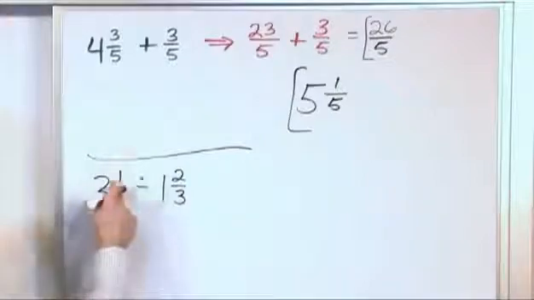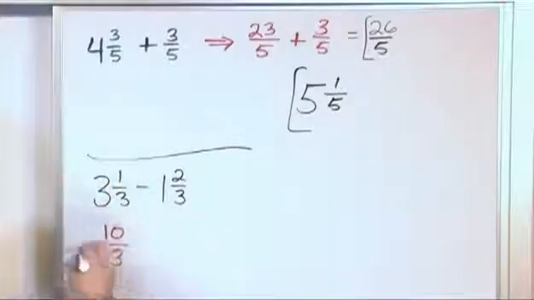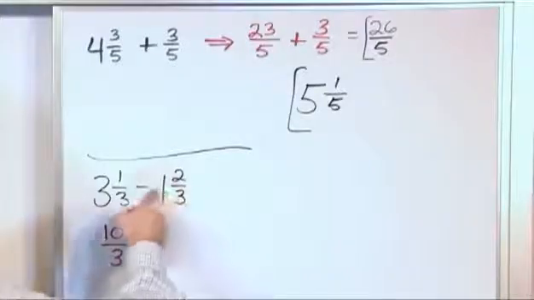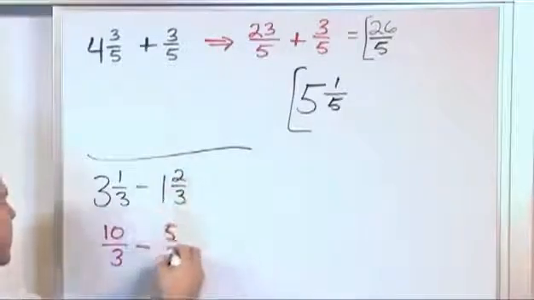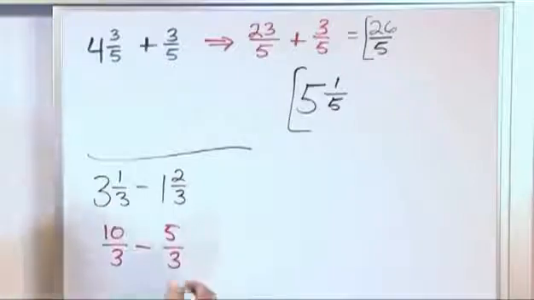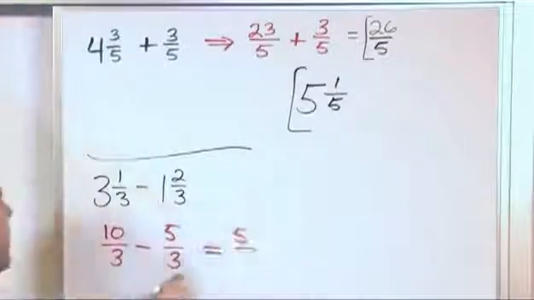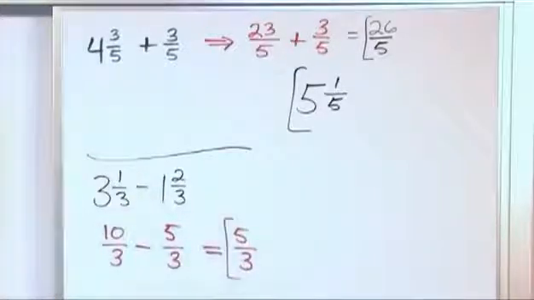3 times 3 is 9, plus 1 gives us 10. Always keep the bottom number of 3. Okay? Over here, 1 times 3 is 3, plus 2 gives me 5. Always keep the bottom number, which is 3. So now I have this exactly in a form that I can solve it because I've been doing this all day. 10 minus 5 is 5. Always keep the bottom number of 3. 5/3 is the answer, and you can just circle that.